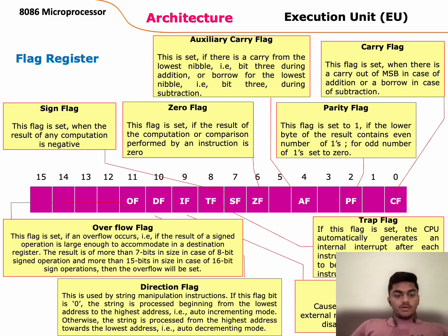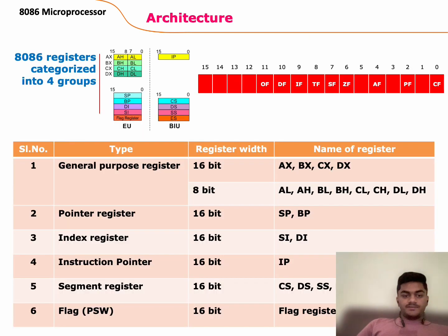The overflow flag is another one, used for the sign, whenever the 15th bit is occupied. Then we can't add a 16th bit in this representation. And this is all about the microprocessor 8086 architecture. Thank you for watching the video.